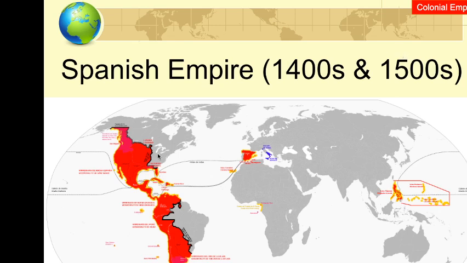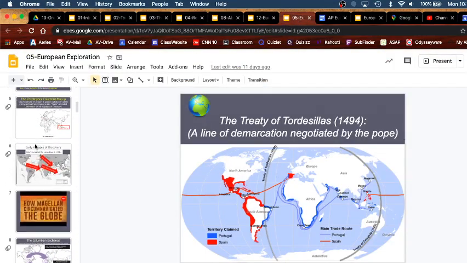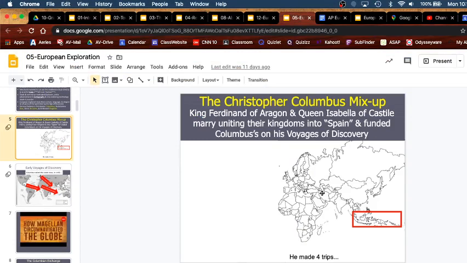Even when the United States becomes a country, Florida is not a part of the original 13 colonies. That was Spanish territory, and that wasn't acquired from Spain until much later. So you can see the vast majority of the Americas and the Caribbean, because of course it was Spain that was funding a lot of the original exploration. Obviously one of the most important ones that they ever engaged in was funding Christopher Columbus, King Ferdinand and Queen Isabella, right? They joined their kingdoms together and they fund Columbus's voyages of discovery.